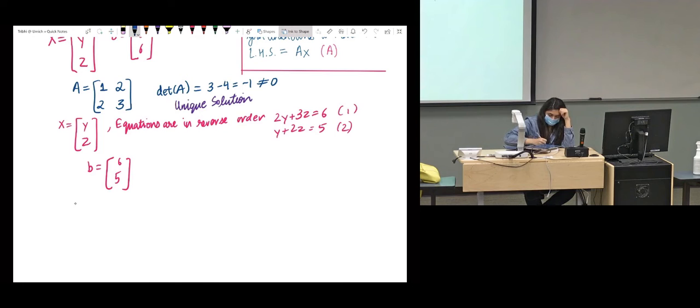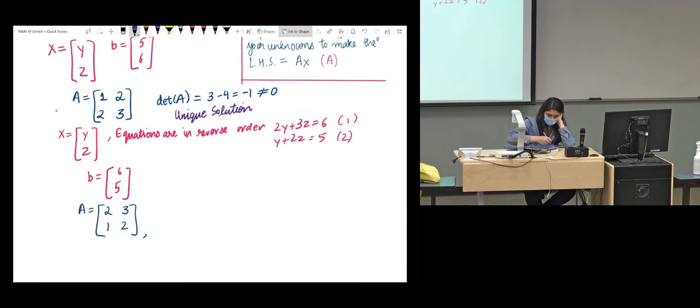And as you would guess, the A matrix would now change according to our new setup. We will get the coefficient of y from the first equation, which in this case would then be 2, and the coefficient of z from the first equation, which is 3. The same from the second equation, you get 1 and 2. These two are not the same. You will see that their orders are reversed.